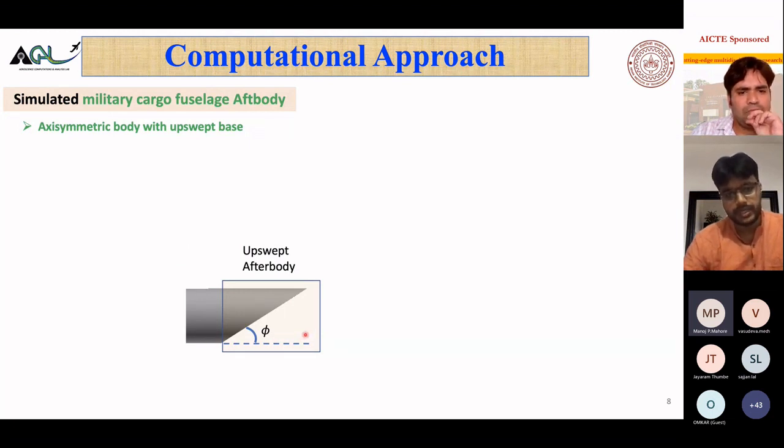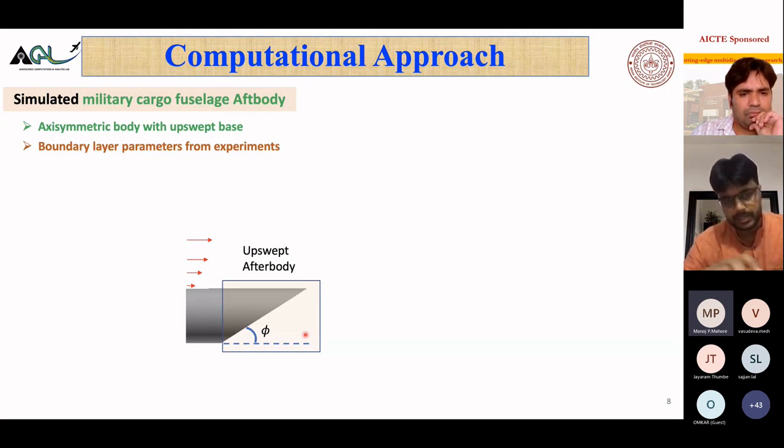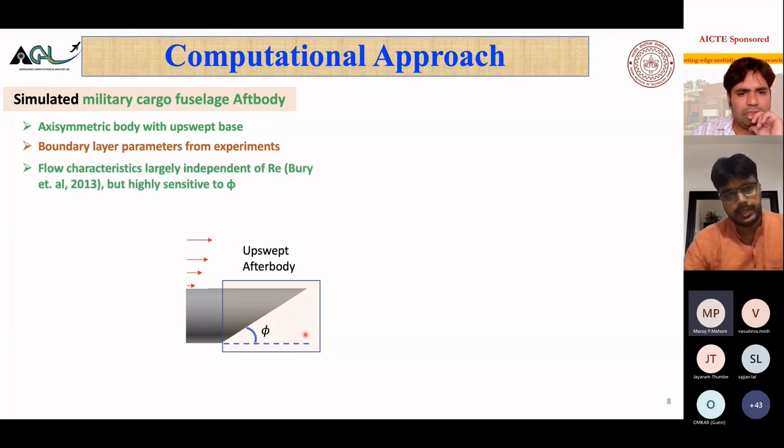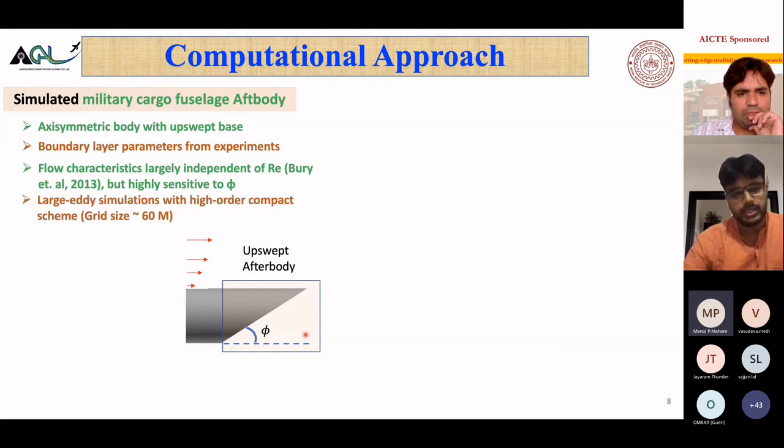So this is what I do: I take the boundary layer from the experiment. The experiment will have these results, or from the flight data, and I put it on there. And then basically I run the simulations using large eddy simulation. Large eddy simulation is a kind of approach, for those who are not very familiar, where you basically simulate the large eddies and model the small eddies.